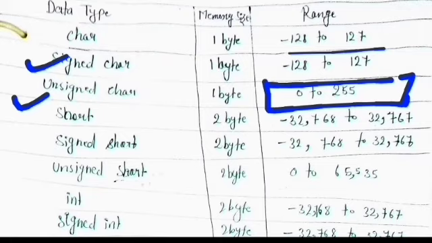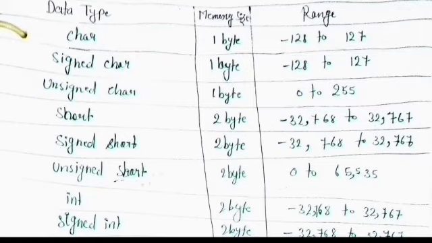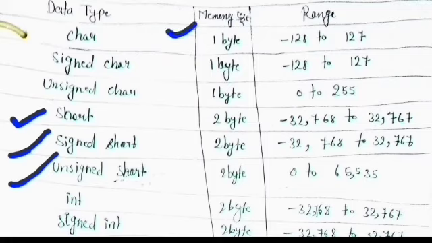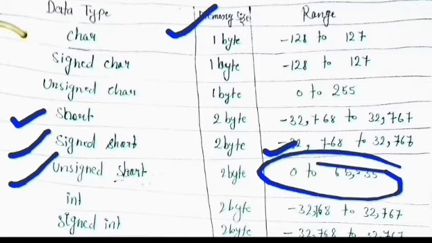Now come to the next data type, that is short, and short is 2 bytes, and the range for the short data type is -32,768 to 32,767, and it is also of two types, signed and unsigned. So here there is no change in the memory size, but the change is in the sign, positive and negative. In unsigned we can use only the positive range, and in signed we can use both positive and negative ranges.